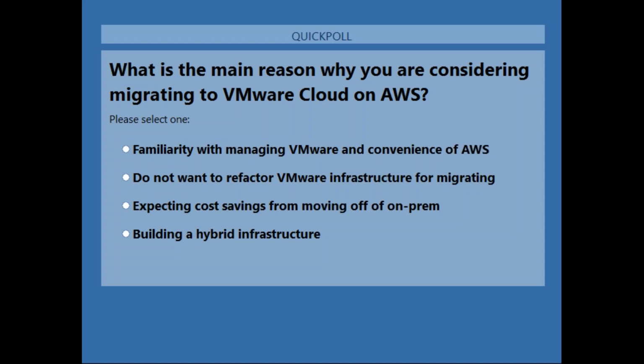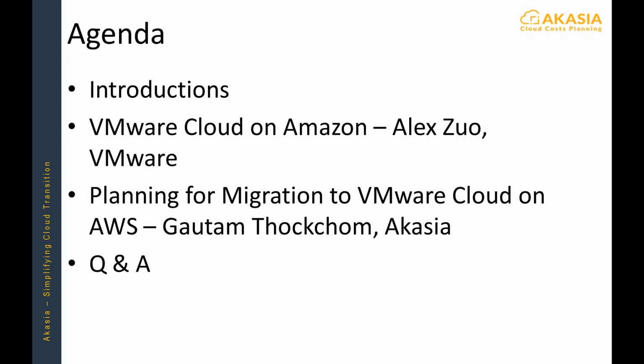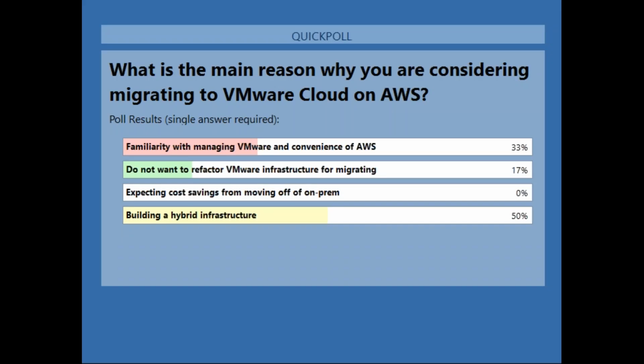Okay, people are still voting. That's great. All right, I think we'll close this. Let me share the results. It sounds as if 50% of you are interested in VMware Cloud on Amazon because you're building a hybrid infrastructure. That's really good for us to know. The next highest reason is familiarity with managing VMware and the convenience of AWS. Okay, that's great to know.